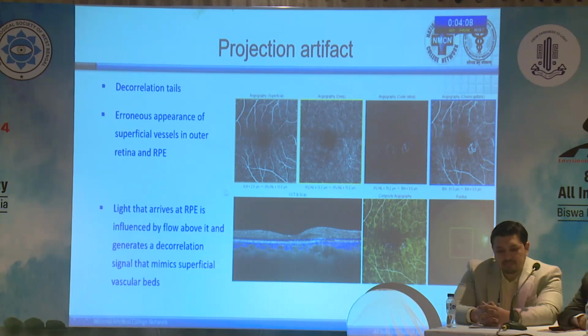Now why it happens is because at any deeper level, whatever light intensity is coming, already it has been affected by the flow which is above it. So if you are looking at the choriocapillaris level, already the light which is coming to the level of the choriocapillaris has been affected by the flow which is there in the superficial plexus, and therefore these projection artifacts commonly occur.